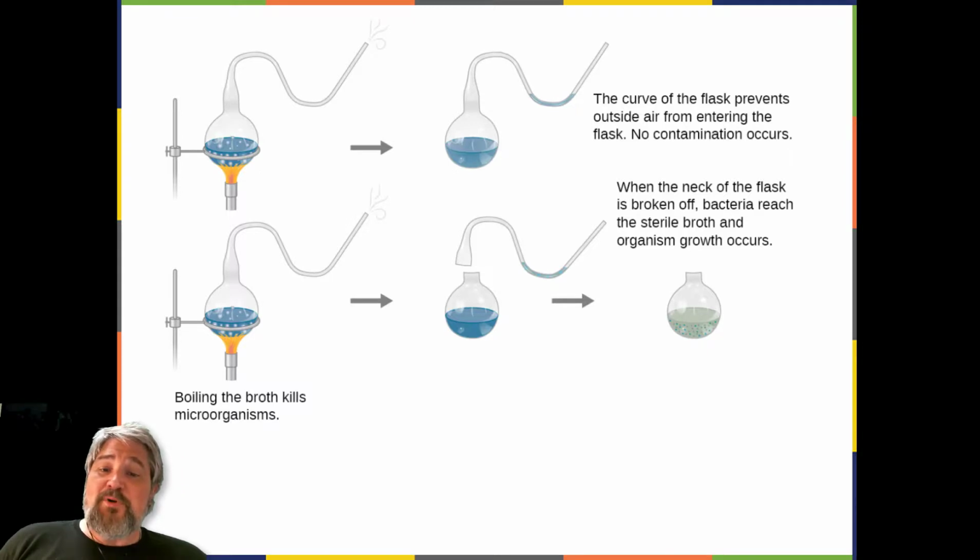However, should the necks be broken, microorganisms would be introduced, contaminating the flasks and allowing microbial growth within the broth. Pasteur's set of experiments irrefutably disproved the theory of spontaneous generation and earned him the prestigious Alhumbert Prize from the Paris Academy of Sciences in 1862.